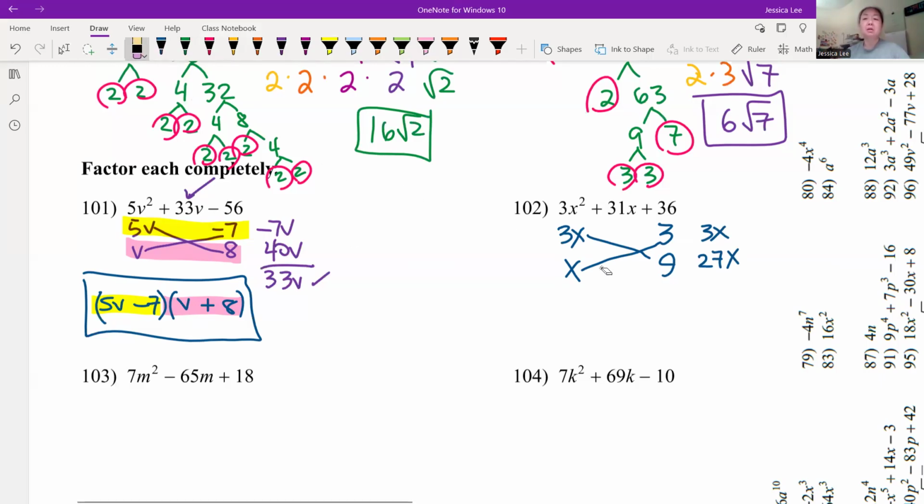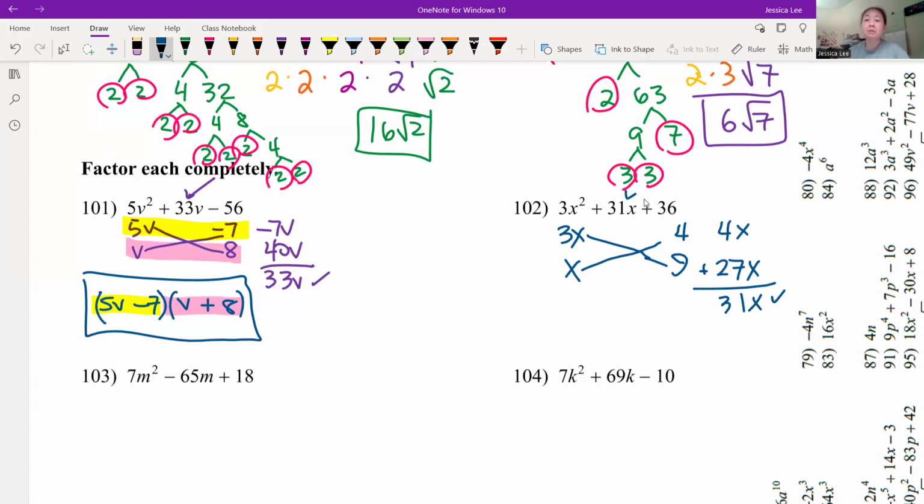Let me try again. Not 9 and 3. Oh, it's 9 and 4. That's 36. Sorry, it's getting a little late for me. 9 and 4. 9 times 4 is 36. 9 times 3 is 27. So 4x, and this is going to be 27x. There we go. So if we add these guys, it's just going to give me 31x.